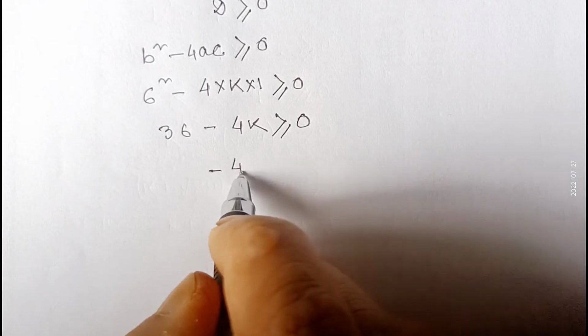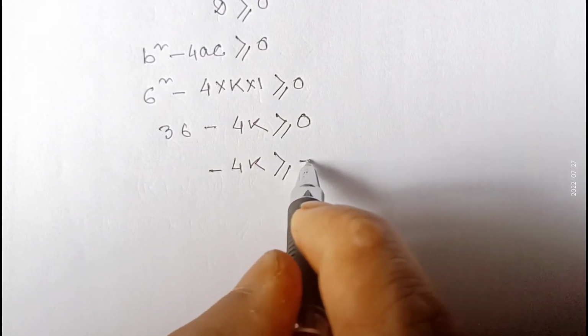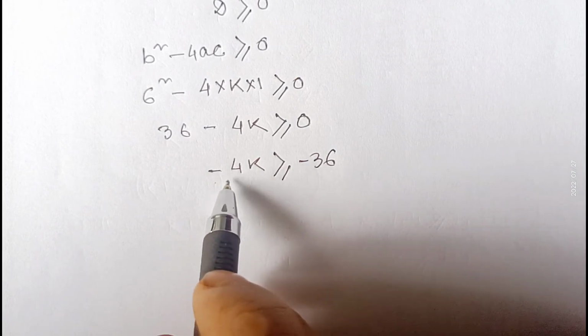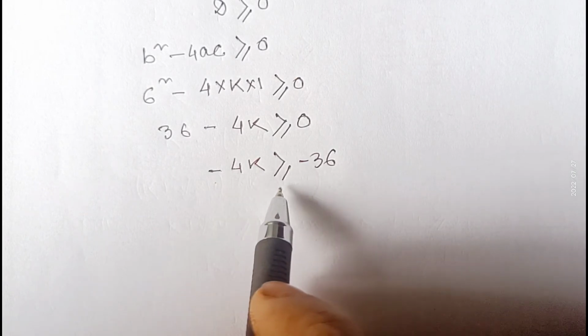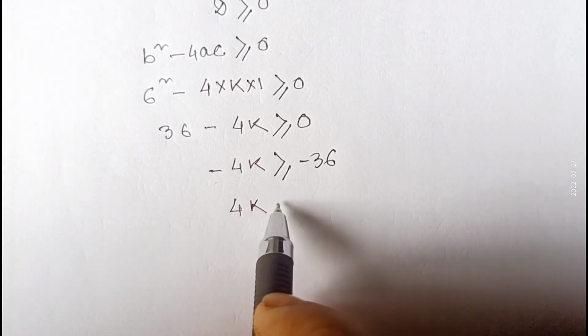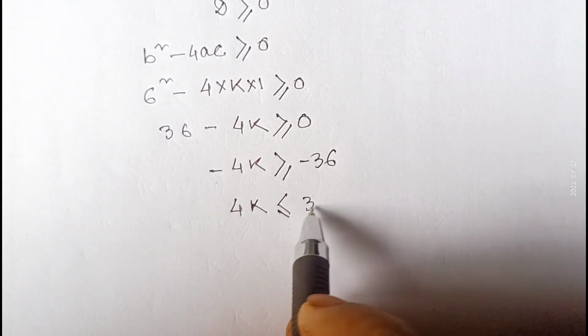So minus 4k is greater than or equal to minus 36. Since both sides are negative, if we multiply both sides by minus 1, then the sign of the inequality will change. So 4k will be less than or equal to 36.